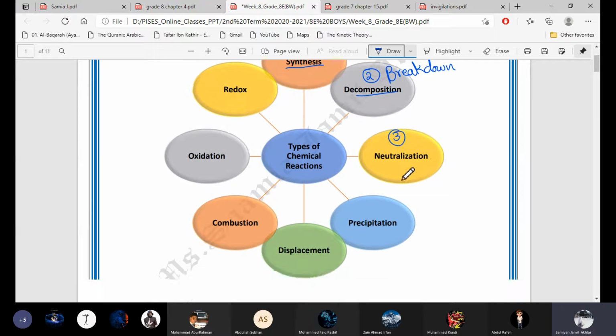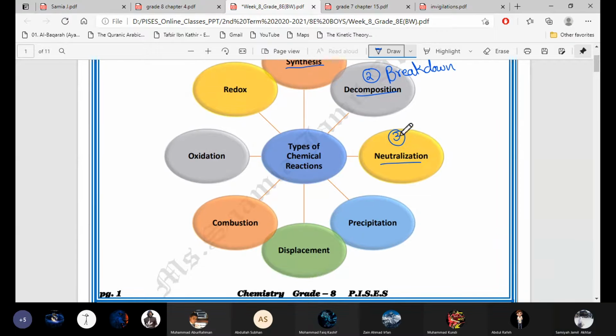Then we will study neutralization reaction. In neutralization reaction, we neutralize the acid with base, acid plus alkali. We will neutralize the solution. So acid and alkali will react to form salt plus water. Okay, so we neutralize the solutions, and the neutralized pH is pH 7. Okay, pH 7 is neutral. So we will mix the things and make them pH 7.